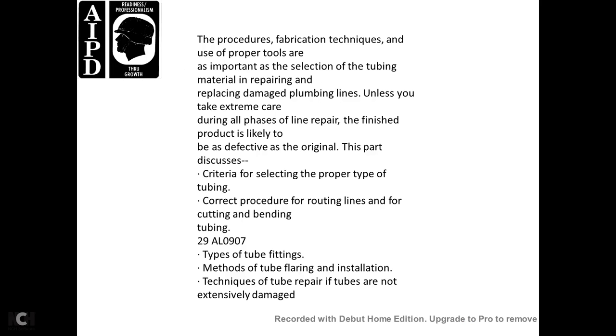Procedures and fabrication techniques with the proper tools are important in the selection of the tubing material for repairing or replacing damaged plumbing lines. Unless extreme care is taken during all phases of the repair, the finished product will not be as good as the original. This part discusses the criteria for selecting the proper type of tubing, correct procedures for routing lines, cutting and bending of the tube, types of tube fittings, methods of tube flaring, installation techniques, and tube repairs for tubes that are not extensively damaged.